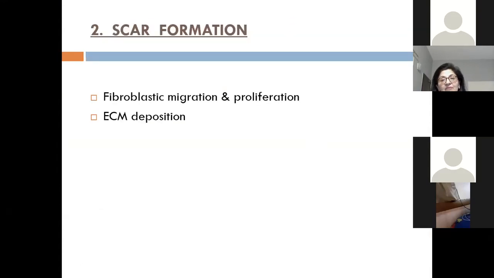The second step after angiogenesis is scar formation. Scar formation is the fibroblastic migration and proliferation. You know that the fibroblastic cells are one of the cells of the extracellular matrix. They begin to proliferate by various growth factors that we're going to talk about, and then they lay down the extracellular matrix. Fibroblasts are the main cells laying down the collagen, the elastic fibers, and the extracellular matrix.